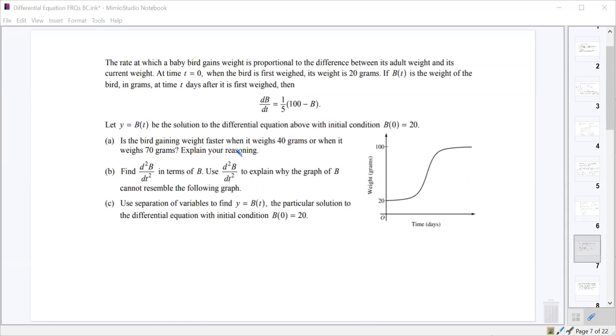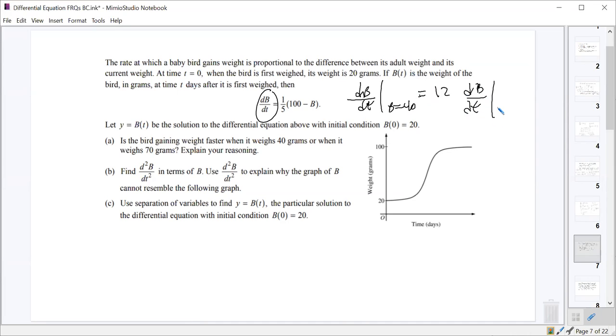So was the baby bird problem okay? Not too bad. Is it gaining weight faster when it's 40 grams or when it's 70 grams? Well, the rate at which it's gaining weight is dB/dt. So just plug in 40 and plug in 70. dB/dt at 40 ought to be 12, and dB/dt at 70 ought to be 6. So it must be gaining weight faster when it's 40 grams. Good or no? Should have been pretty straightforward.